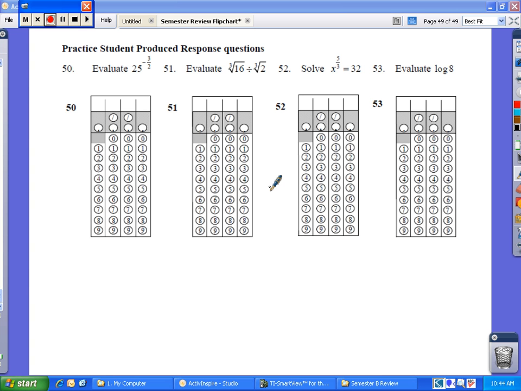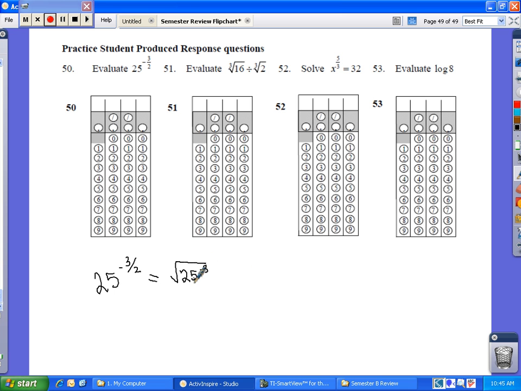Right, so for numbers 50 through 53, we are going to get a value here, and we're going to grid them into a produced response grid. So for number 50, we are evaluating 25 to the -3/2 power. Well, if you remember back to rewriting this as a radical, this is essentially going to be the square root of 25 to the -3 power.